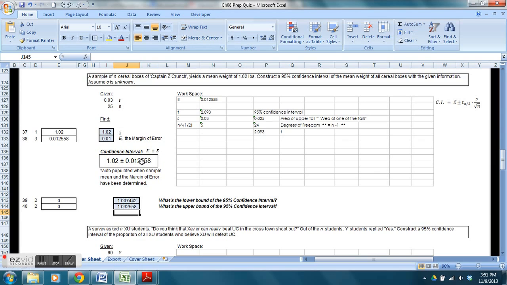Now the second way you could write a confidence interval, just for your own knowledge, would be the lower bound, 1.007, comma, upper bound, 1.033 rounded. So this is your second way to write a confidence interval. Pretty easy. And I'll fix these again.